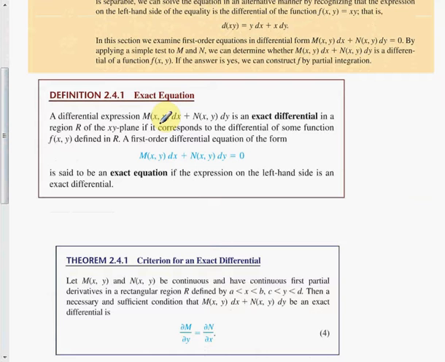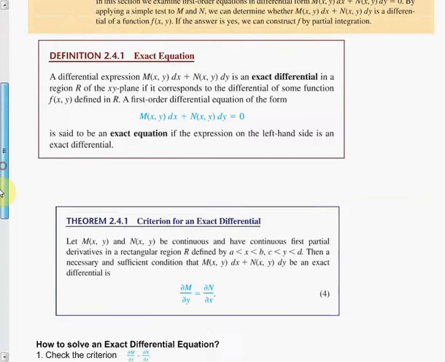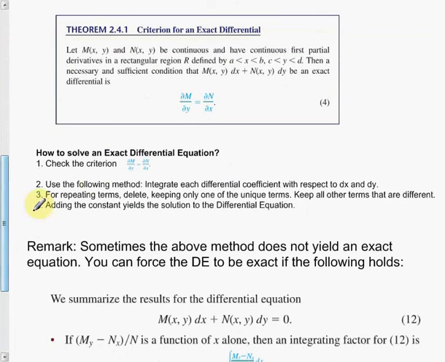Now, what I did here for you was to put in a very simple, straightforward method for solving an exact differential equation. First, you check the criterion. Is the partial of M with respect to y equal to the partial of N with respect to x? If that's the case, then use the following method. Integrate each differential coefficient with respect to dx and dy. So if there's a dx there, you integrate with respect to x. If there's a dy there, you integrate with respect to y.